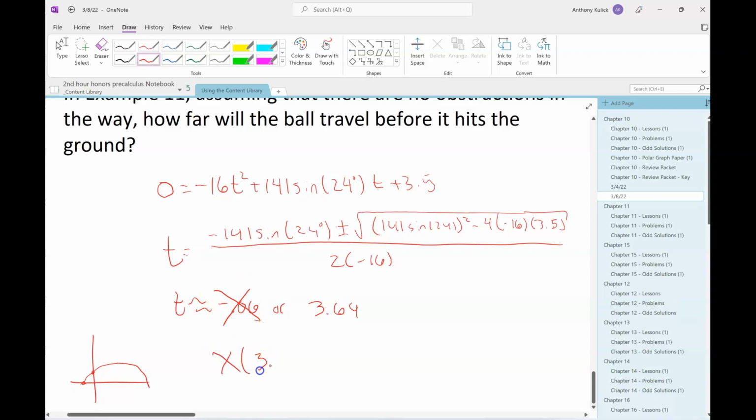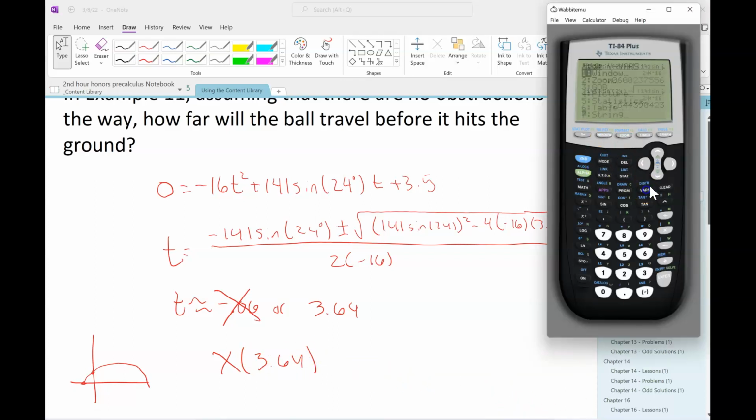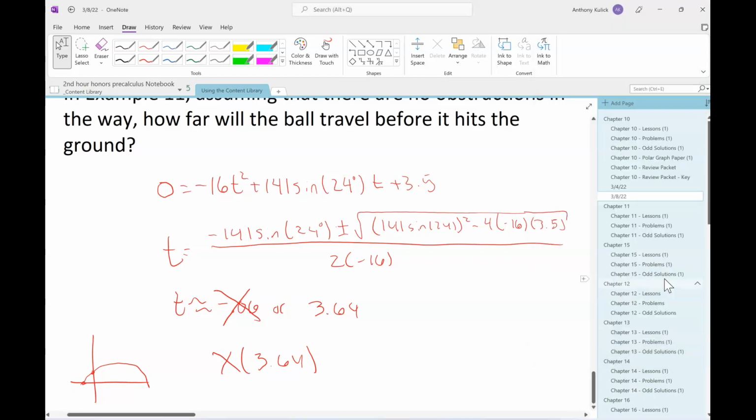So now I just do x of 3.64. So I think I did that in x3. So I get 469-ish feet. Everybody okay with that?